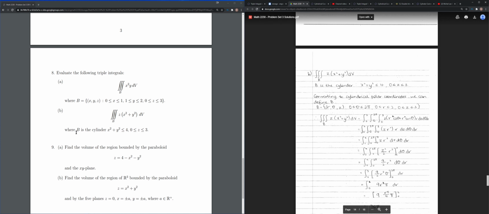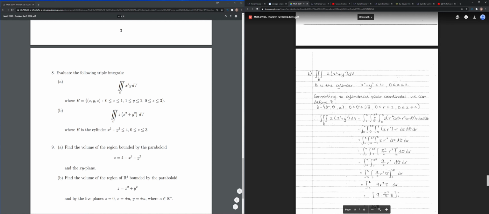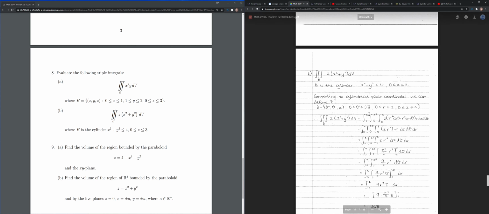The solid cylinder B, you need to express in polar coordinates, which is done over here. Here the radius is 2, so r is going to lie between 0 and 2. When you project onto the xy plane, you're going to get a disk of radius 2.